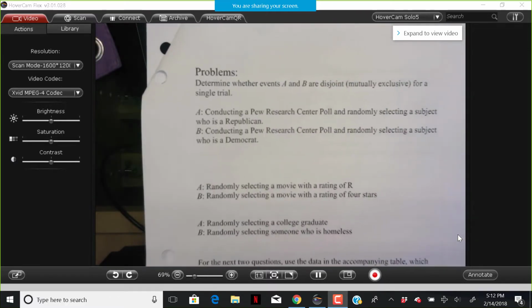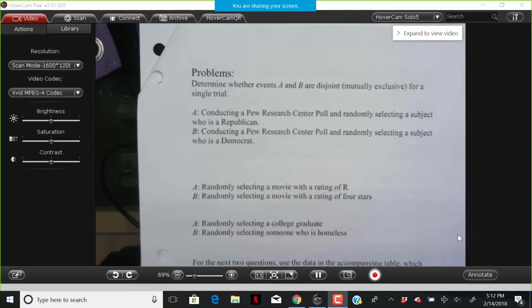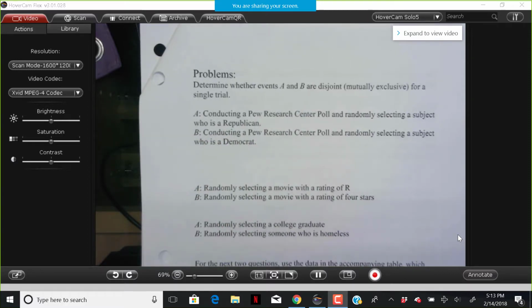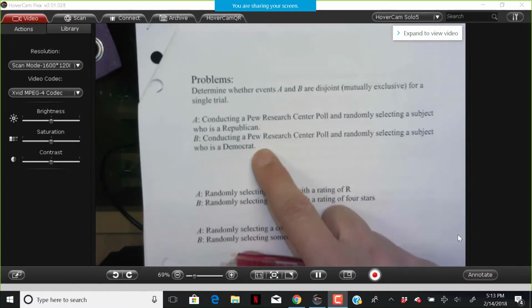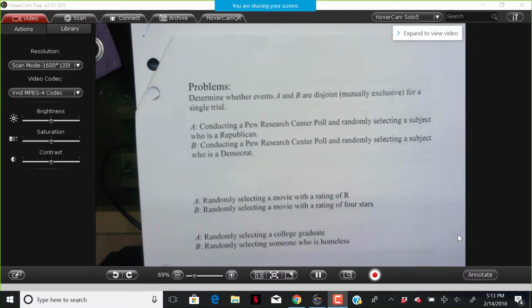So here, they say you're conducting a Pew Research Center poll, and the first event is that you randomly select a subject who is a Republican, and let's assume registered Republican, okay? And then B is you're conducting a Pew Research Center poll, and you randomly select a subject who is a Democrat, and again, let's think registered Democrat. So could you do the trial one time, pick a person, and have both of those things happen? Unless it's a person with, you can't register, they won't let you register. Yep. So these are mutually exclusive.